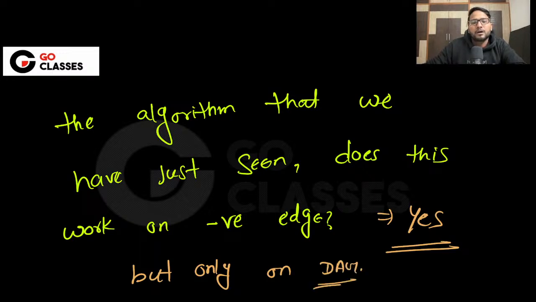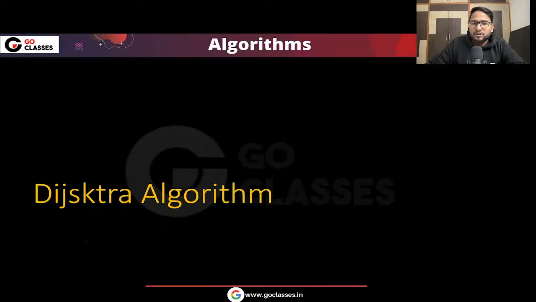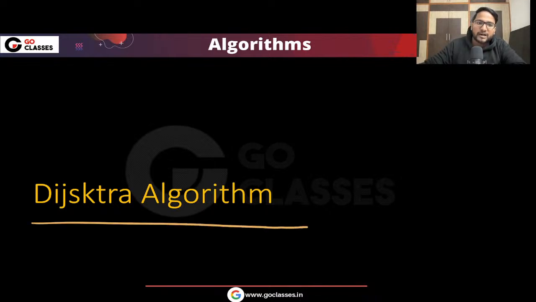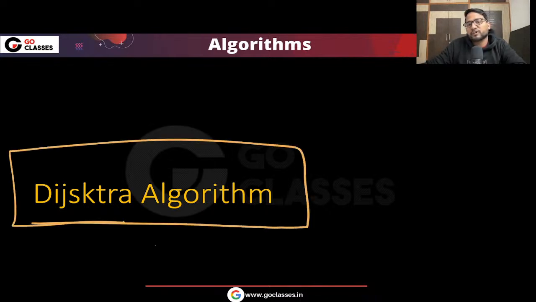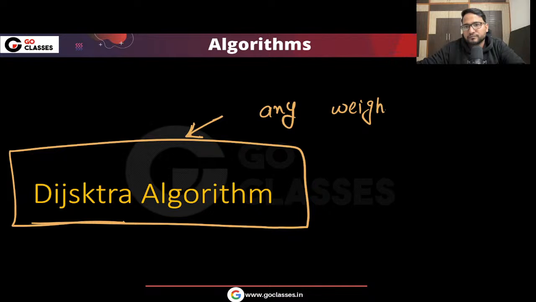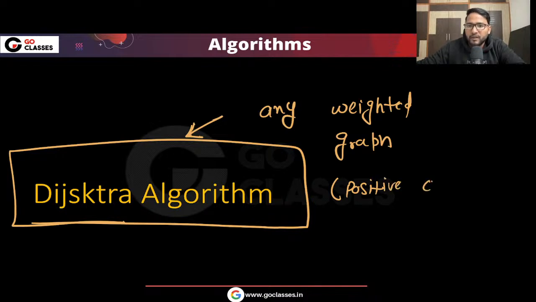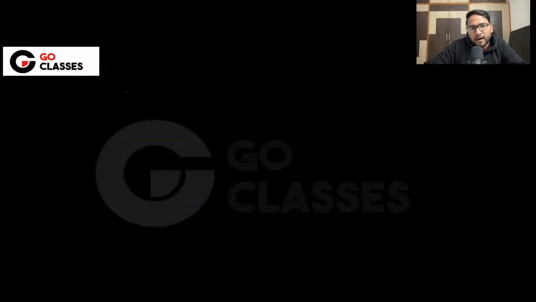Now let's say a generalized approach for the Dijkstra algorithm. I mean, a generalized approach which works for any weighted graph, whether it is directed or undirected, but it will only work for positive edges. I will tell you why. Let's just understand the idea of the Dijkstra algorithm.